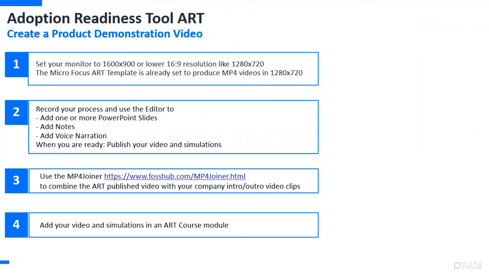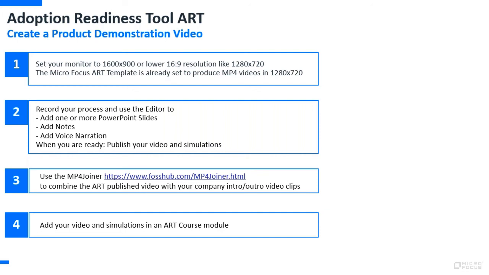Today, we were looking at how to create a product demonstration video using the Adoption Readiness Tool ART. We looked at the ART template, the ART publishing template. We looked at the settings, how to make sure to produce MP4 videos in 1280 by 720 pixels. We then recorded a small process. And then we looked at the editor to enhance the steps of the recording. We included a couple of PowerPoint slides. We added a note, we included voice narrations, and then we published the video and also the simulations.